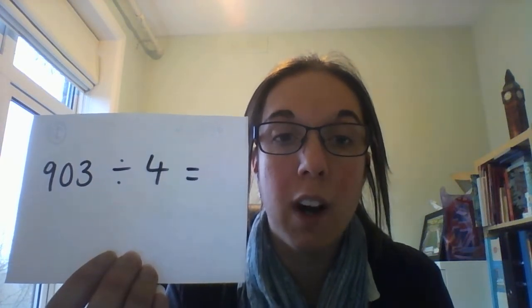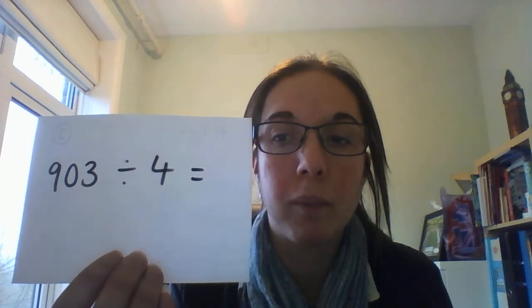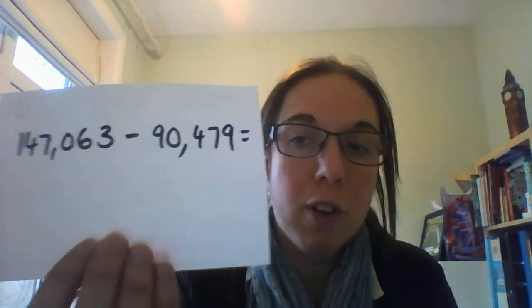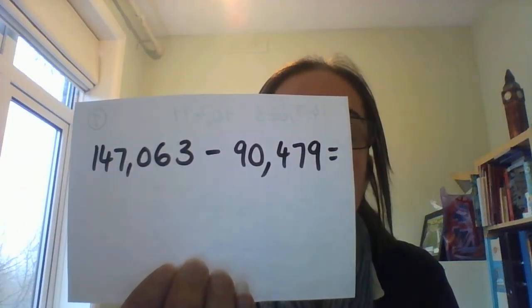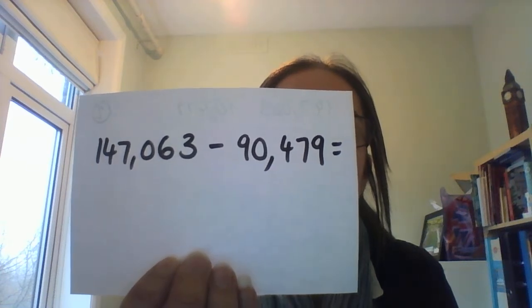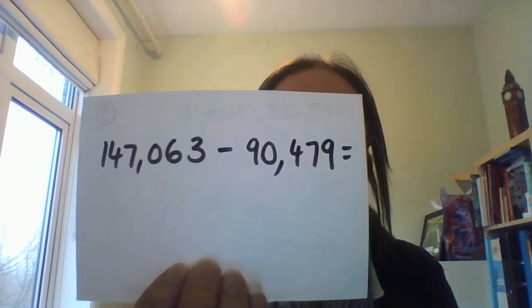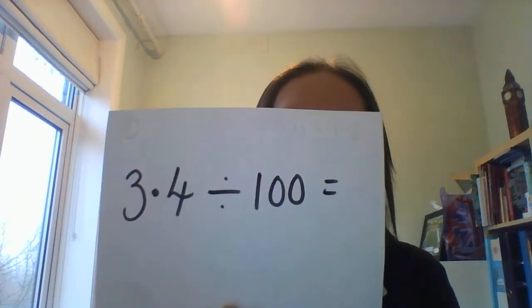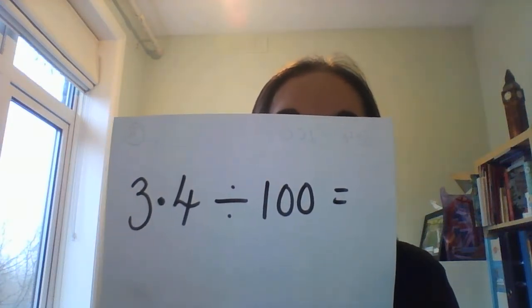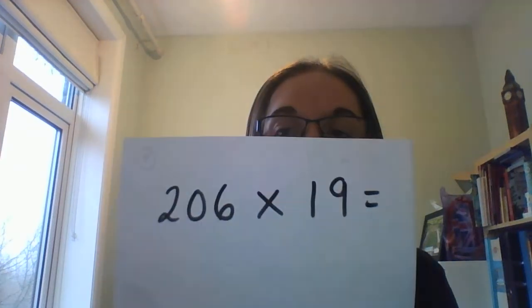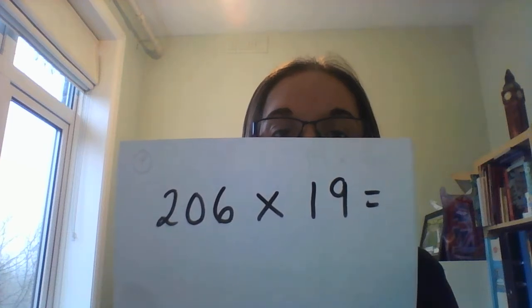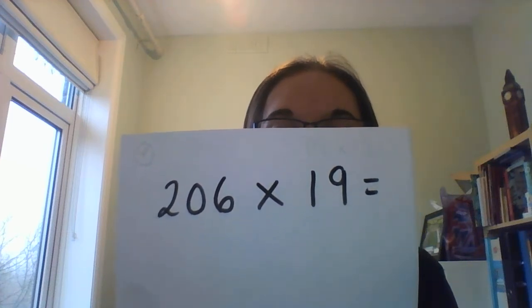903 divided by 4. Number 2. 147,063 take away 90,479. Number 3. 3.4 divided by 100. Number 4. 206 multiplied by 19.